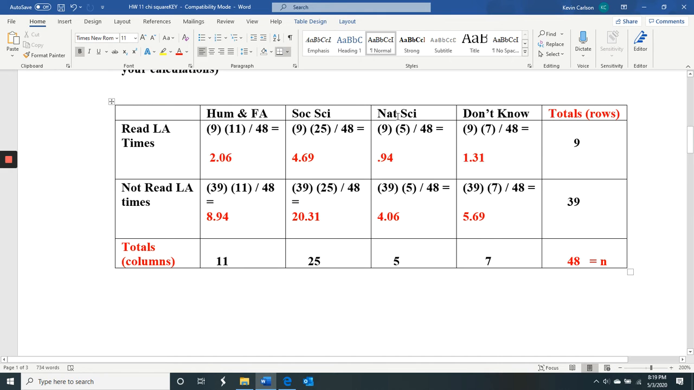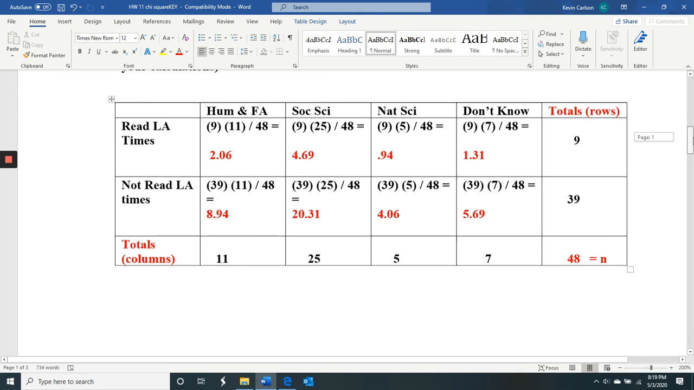So natural science major and not reading the LA Times. We have 39 people in our sample not reading the LA Times. And we have 5 natural science majors. So 39 times 5 divided by 48, total number of people. This is the expected value for that cell. So go ahead and make sure, check your calculations here for each of your cells' expected value.